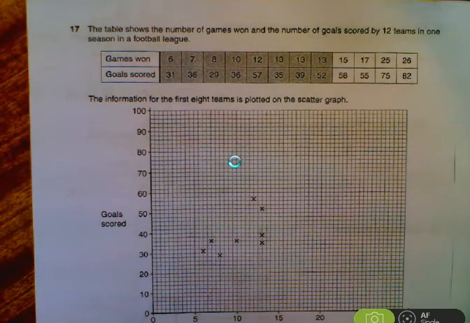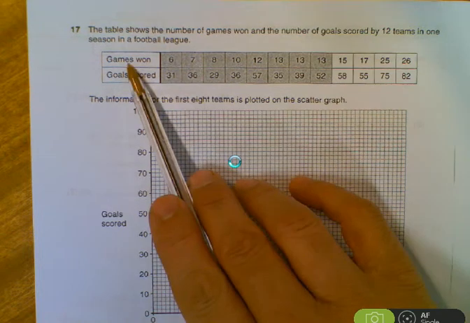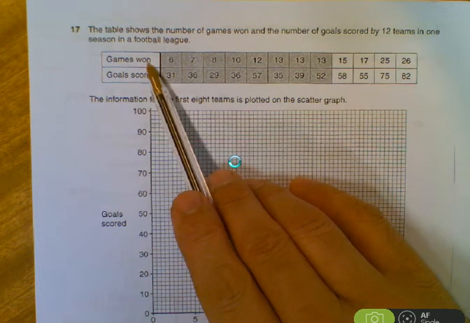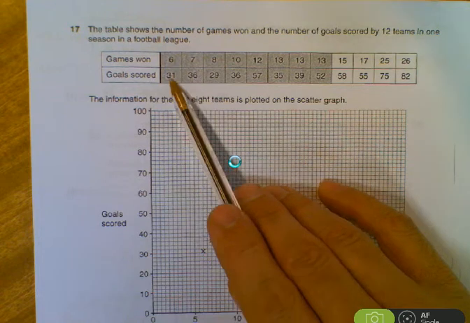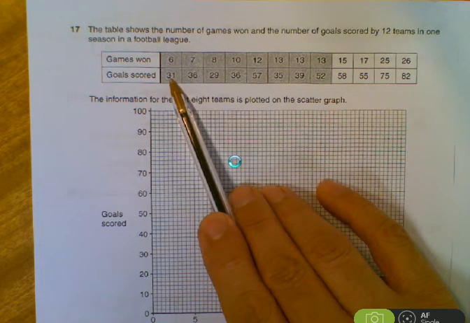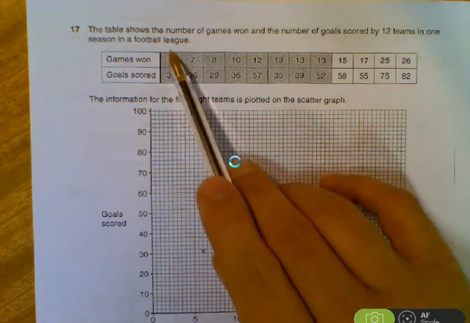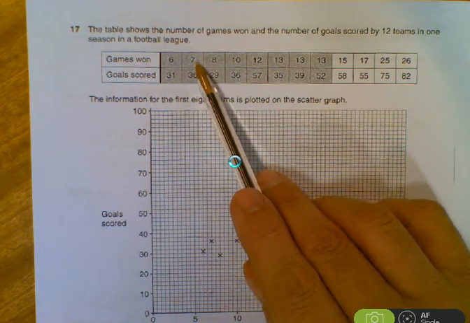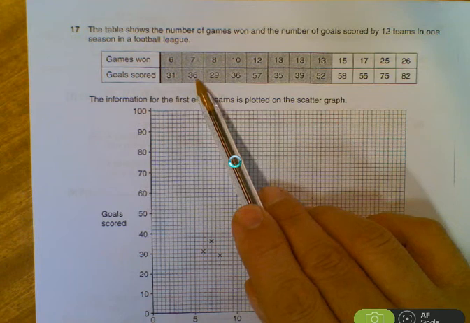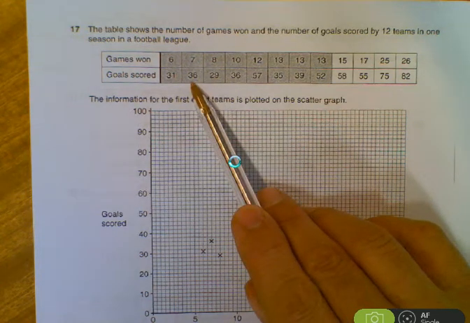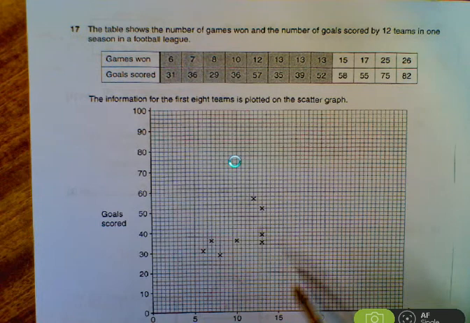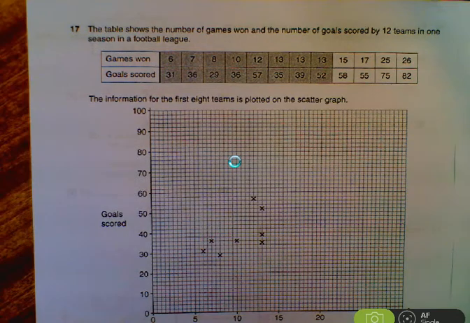Question 17. The table shows the number of games won and the number of goals scored by 12 teams in one season in a football league. So just looking at the table until I fully understand it, I've got 6 games won, 31 goals scored in total. So that's one team's data. Another team's data, they won 7 games and scored 36 goals and so on. So on this scatter graph, each of these points refers to the data of one of those teams.